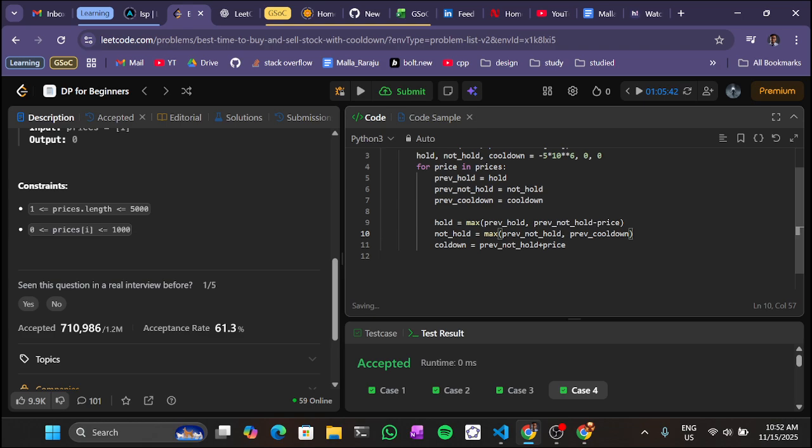If we are in cooldown, right. So if we choose not to hold now, that means we are not holding previously and we still don't want to hold anything, or we just sold previously, so we are currently in a cooldown period and the cooldown value will be taken into not hold.